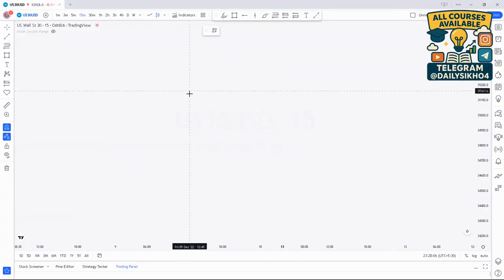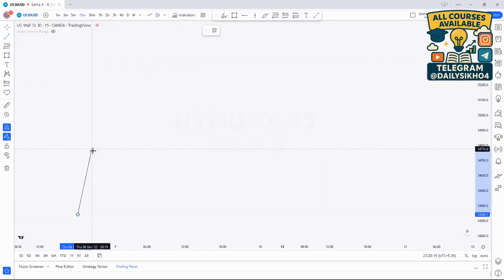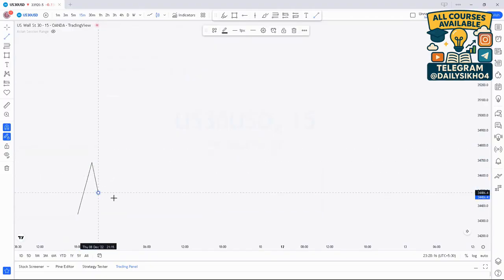Now I'll try to give examples of how the overall structure translates or transitions, right? So in reality, the market will obviously be this.